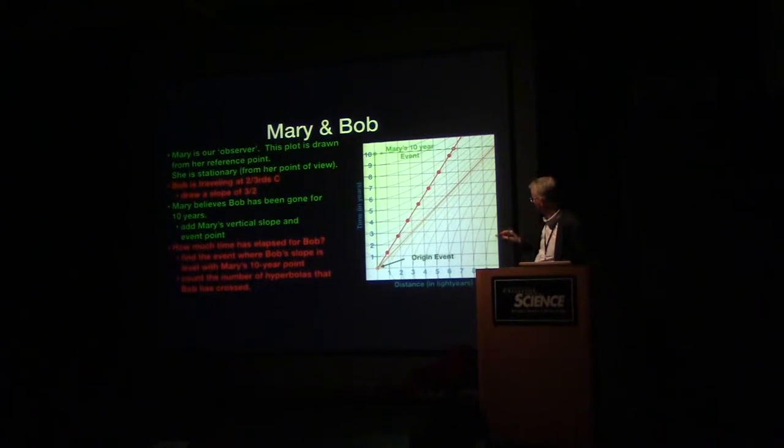All right. So just using hyperbolic graph paper, you decide what fraction of the speed of light you want to go at. You plot the line. And you decide how many years your stationary observer is going to be stationary. You come across, find the intersection, and all you do is count these dots. Just count the intersections, and you're done. So this means that Bob thinks that it's been about 7.5 years.